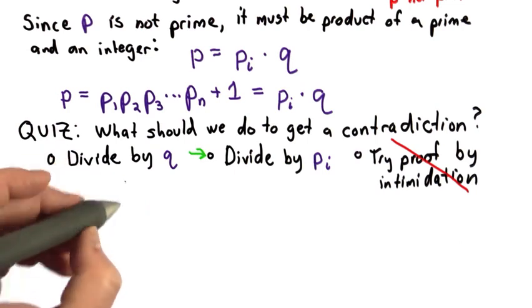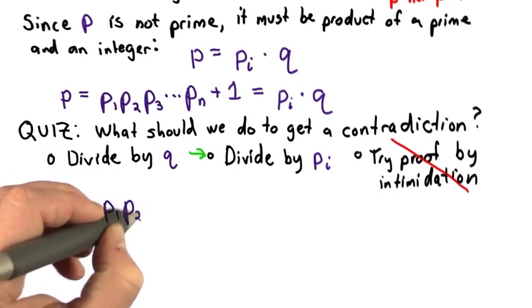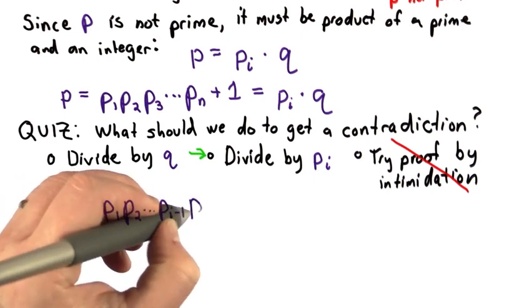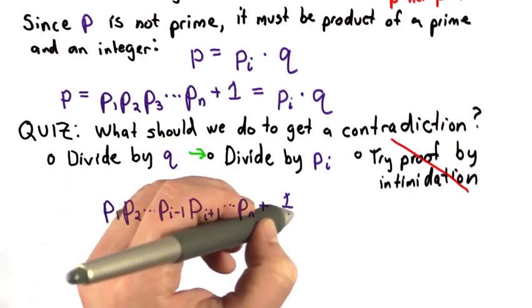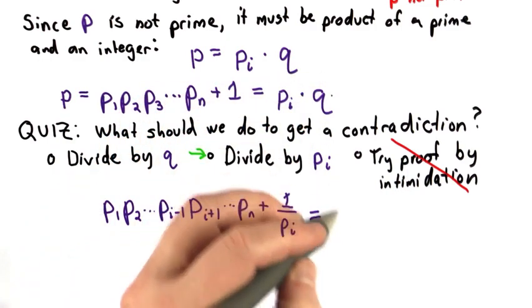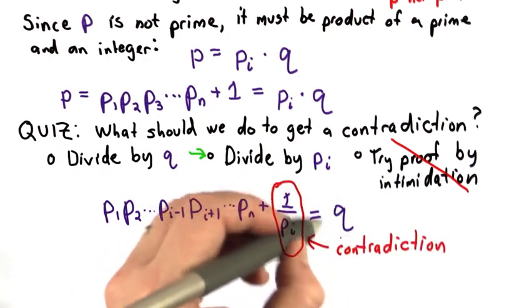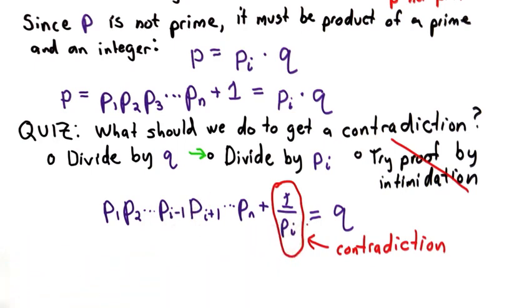So what happens when we divide by p_i? Well, on the left side, we have this product of primes, so we're going to still have this product of primes now removing p_i from the product, plus the 1, which is now divided by p_i, and we divided p_i out of p_i times q, so we have q here. This is our contradiction. q is an integer, this is an integer, p_i cannot be 1 because it's a prime, it must be some integer 2 or greater, so that means that this is not a whole number.